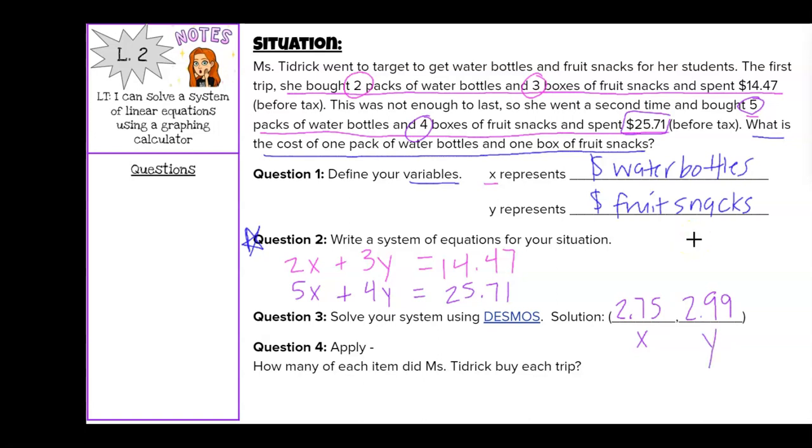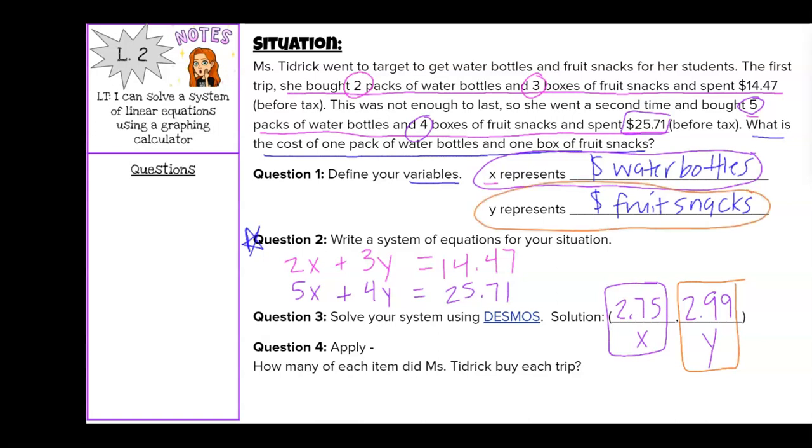Now we want to make sure we make sense of that. So x is representing the cost of the water bottles. So this x value tells me that for 1 pack of water bottles, it would be $2.75. So if I just wanted to buy 1 pack of water bottles, I would pay $2.75 before tax. And then this number right here, because y represented the cost of fruit snacks, if I just wanted to buy 1 box of fruit snacks, I would spend $2.99.